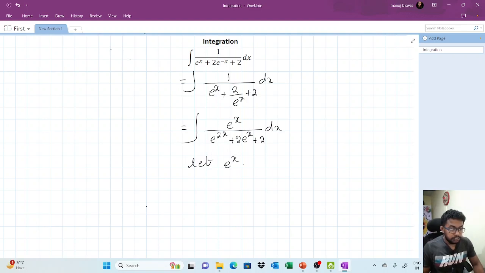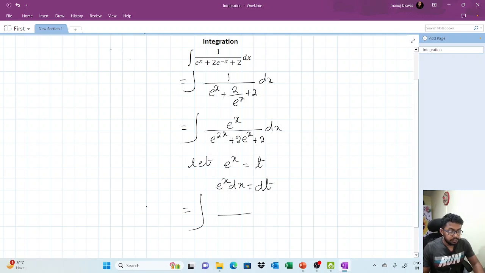Now let e to the power x equal t. So you can write e to the power x dx equals dt. And this question will be written as dt by t square plus 2t plus 2.